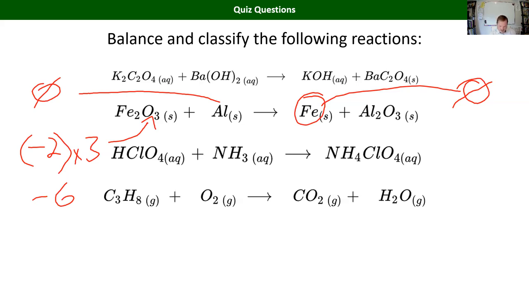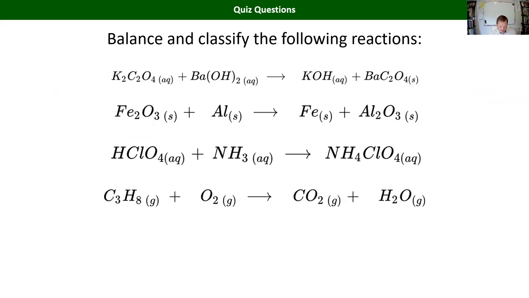And so oxidation states for ionic compounds are usually pretty easy. It's not till you get covalent bonds involved that it starts getting tricky. It's the same as just our charges.